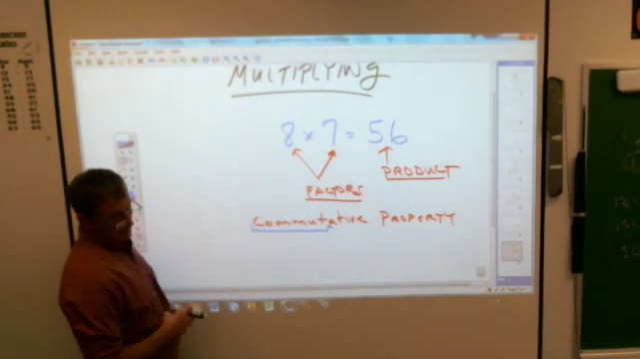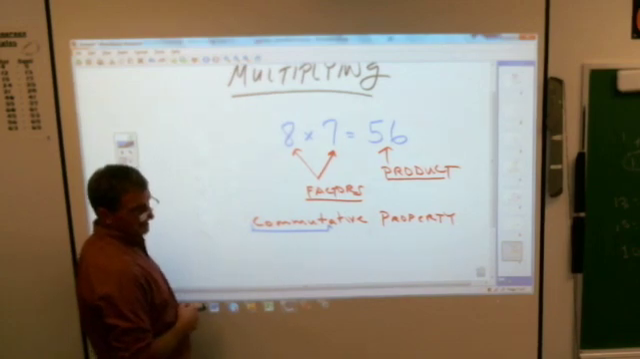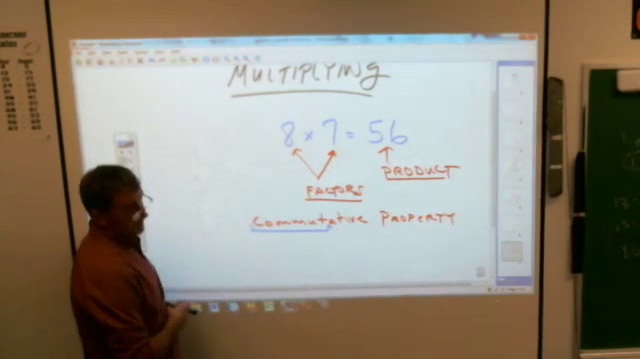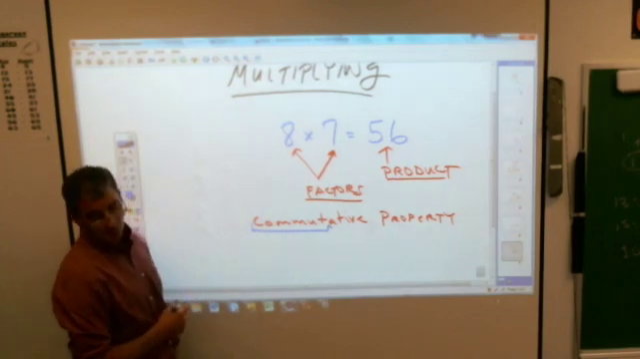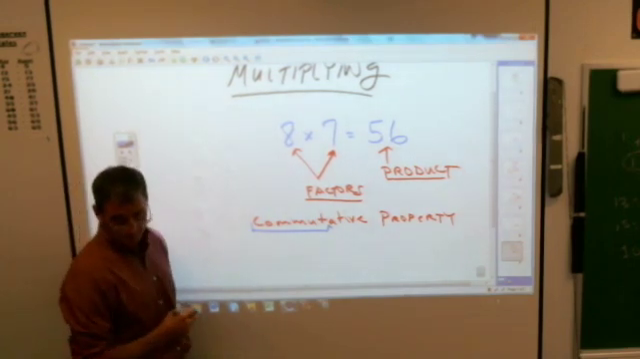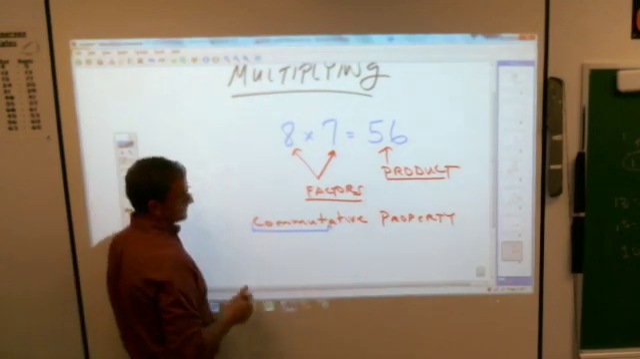Besides my favorite three right here. Yes, Marilyn? Do you remember what the commutative property of addition was? I don't think so. It's really not one of the most favorite.